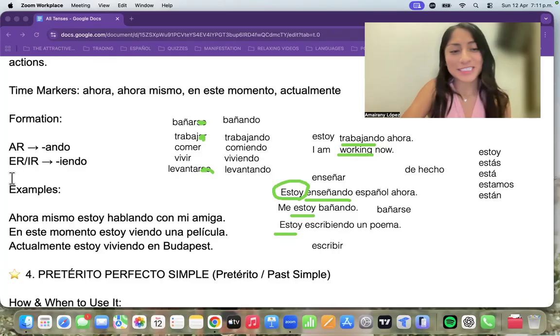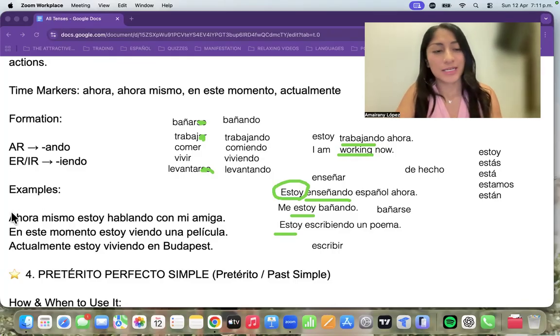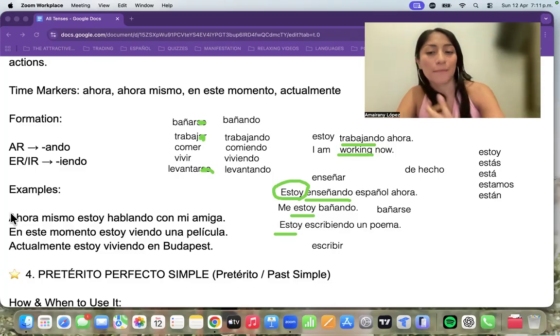Okay, let's continue now. So like I said, I'm going to give you some time to create your own sentences with this.